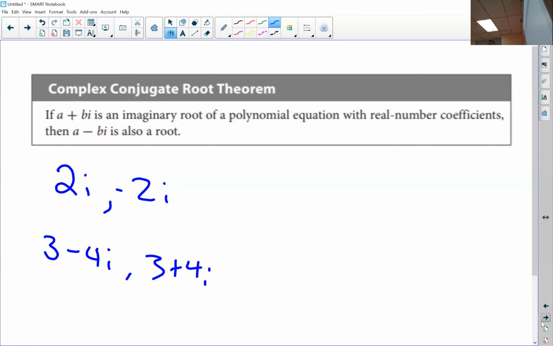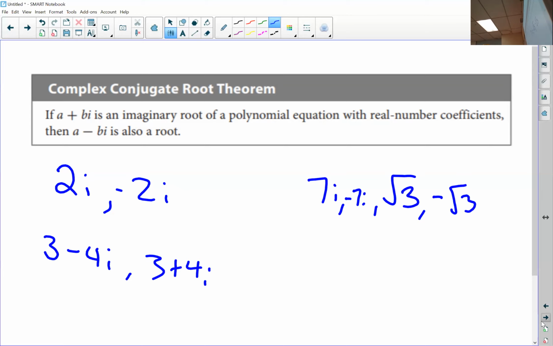So what if I had this problem that had 7i and root 3? So I'm also going to have what? Negative 7i and negative root 3. Because they cannot exist alone. They must have their partner.